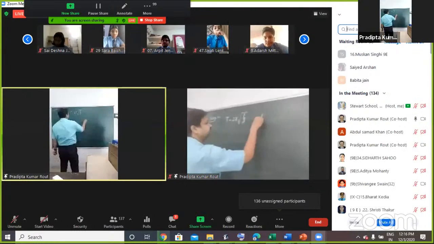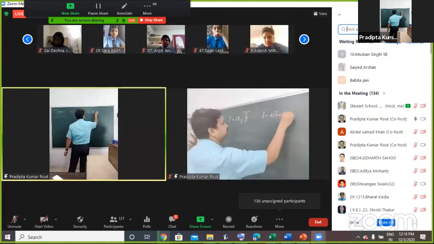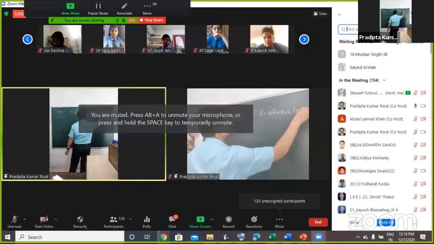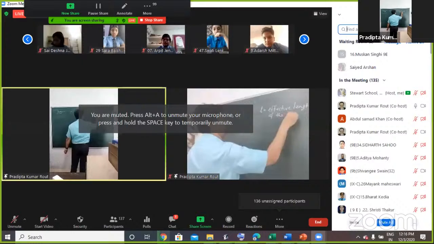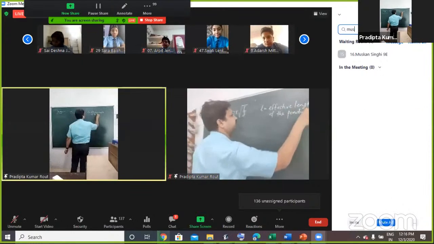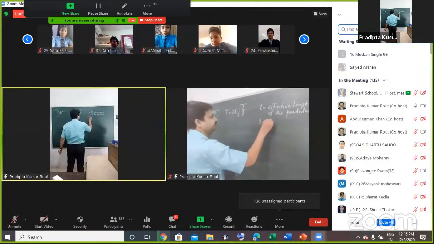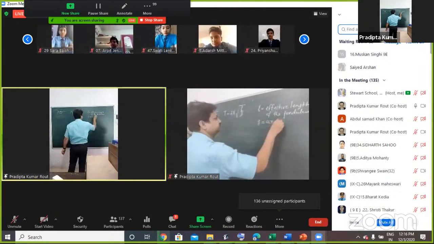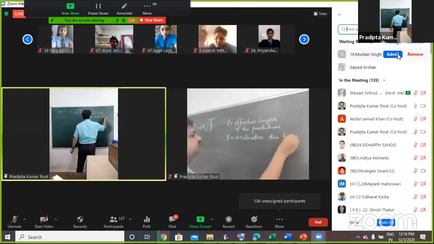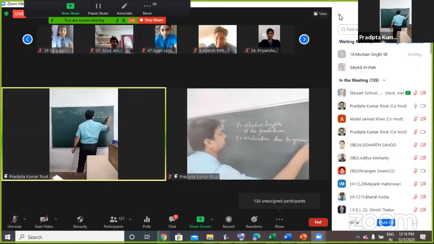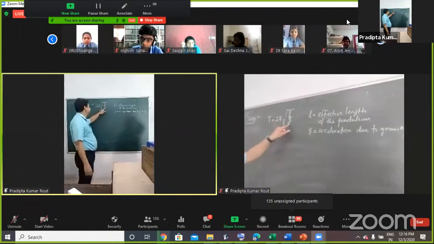So here L stands for the effective length of the pendulum. And G, you know, is the acceleration due to gravity. L is the effective length of the pendulum, G is the acceleration due to gravity.